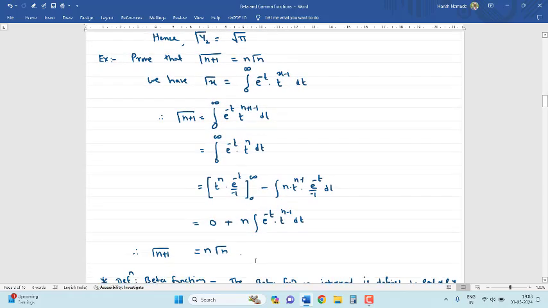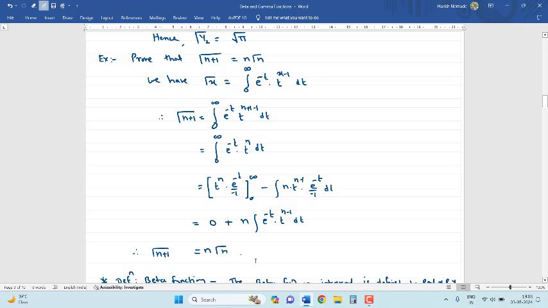Then we have next example, that is prove that gamma n plus 1 is equal to n times gamma n. So by definition we have gamma x is equal to integration from 0 to infinity e raised to minus t into t raised to x minus 1 dt. So here we put x is equal to n plus 1. So therefore gamma n plus 1 is equal to integration from 0 to infinity e raised to minus t into t raised to n plus 1 minus 1 dt.